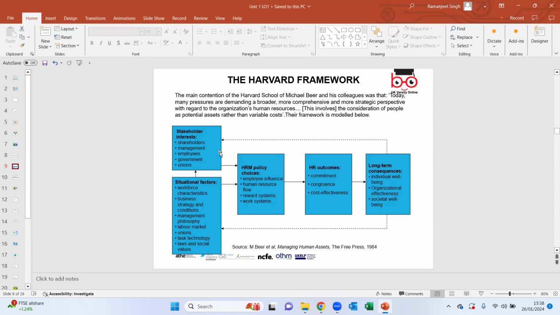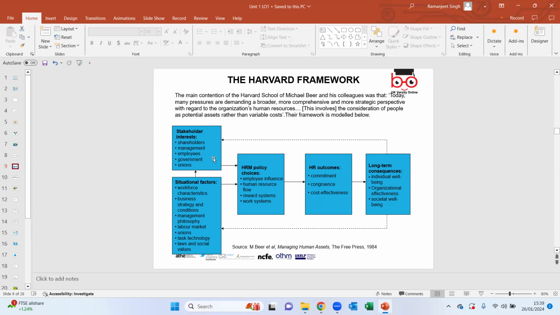So this form of HRM essentially looks at having the stakeholder interests in mind. They look at all of these people. How is that going to impact them? For example, if the company is looking at reducing their costs by 10% next year, they will firstly see how that affects the stakeholders.